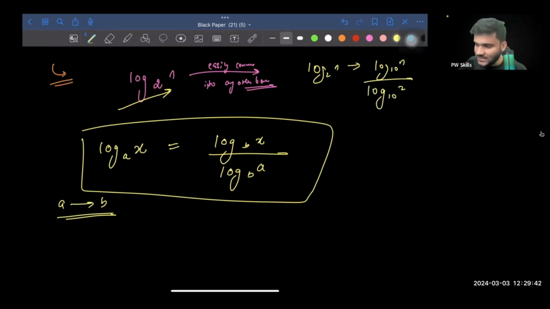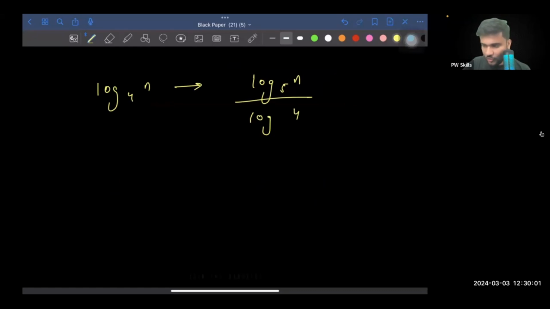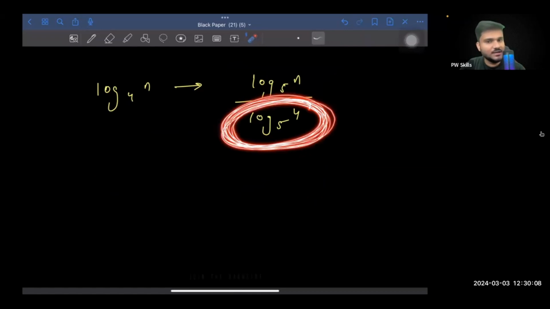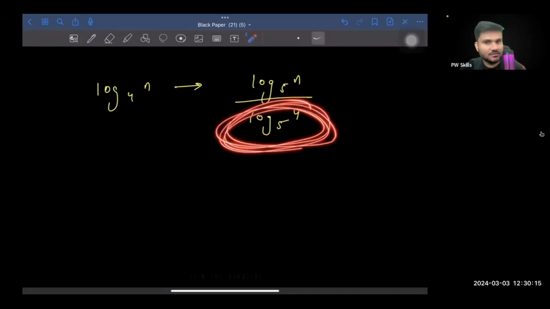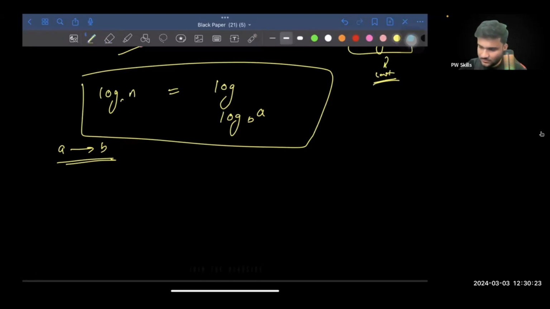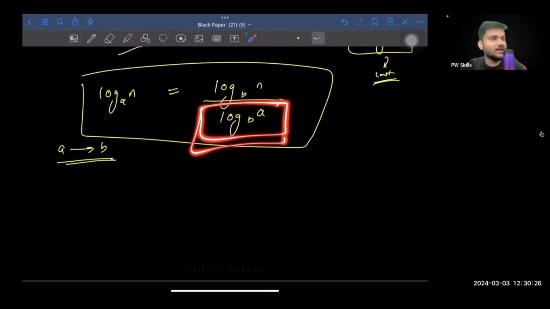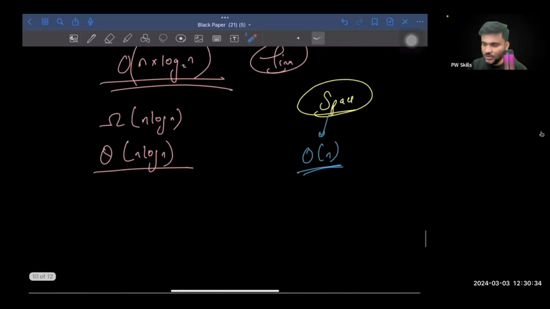Are you able to get this point? And can I say log 2 base 10 is constant? Any base you can do. For example, log n base 4, if you want to convert it to base 5, you can write it as log n base 5 divided by log 4 to the base 5. And this value is independent of n. The denominator is independent of n. It's a constant, right? It does not have any factor of n. So in big O notation, eventually it is going to get ignored.